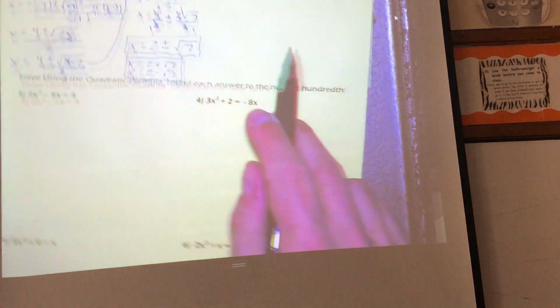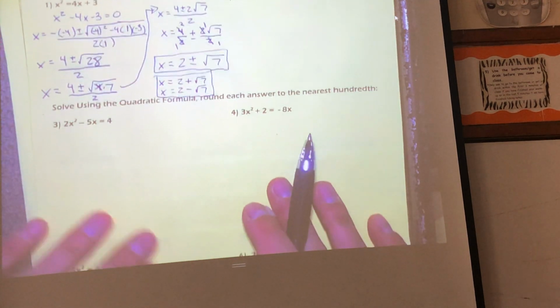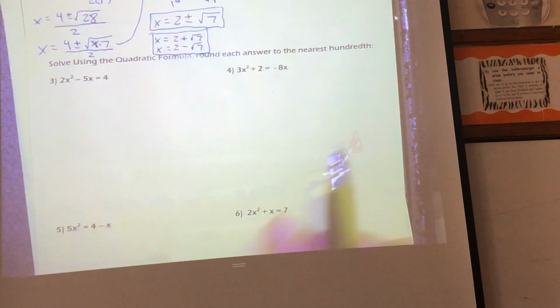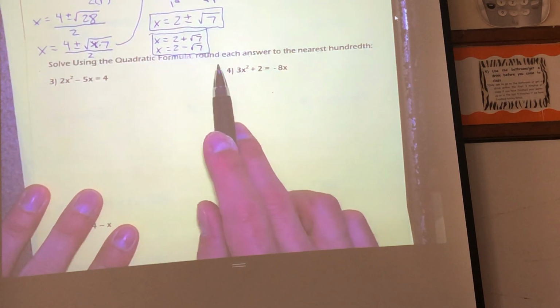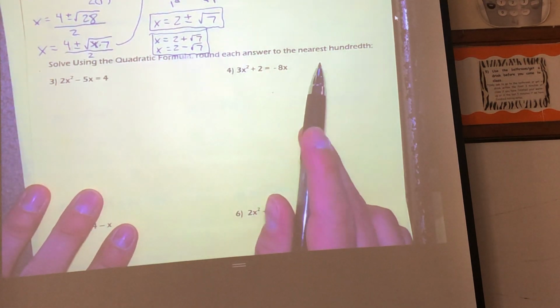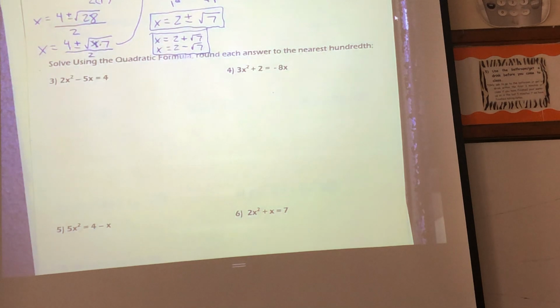So you will be doing number 2 on your own for your homework. We're going to continue over to these 4. Now, the directions for this are a little bit different. It says solve using the quadratic formula, round each answer to the nearest hundredth. So we're going to be rounding. I'm going to look at number 3.